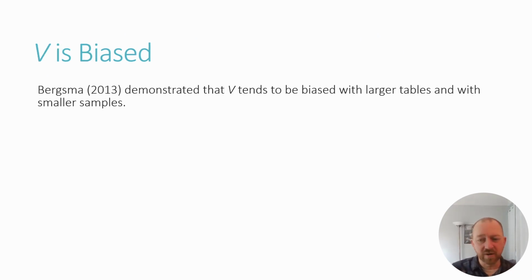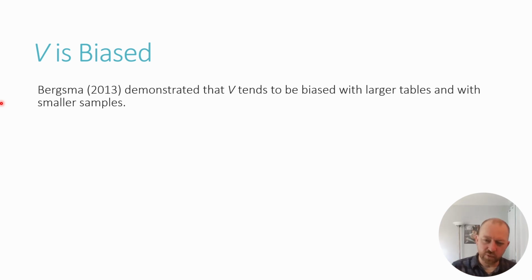However, it has some problems, which is why I'm making this video. And this, again, was not my idea. This goes to Bergsma. I provided the link to his article also in the description of the video. Bergsma demonstrated that Cramer's V tends to be biased. In other words, it tends to overestimate the size of the effect if a table is especially large or if it has a small sample size or both.